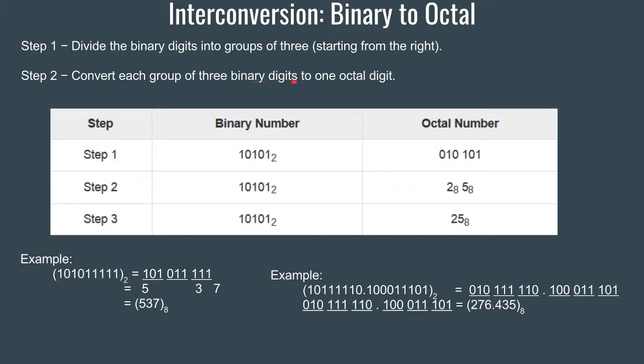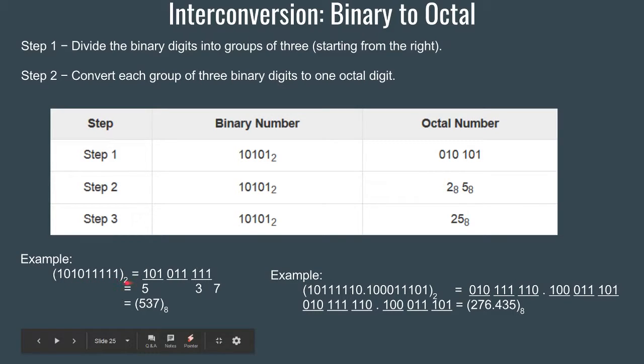Convert each group of 3 binary digits to one octal digit. Now that we have groups of 3, we will convert this particular group into its equivalent octal and this group into its equivalent octal. So 010 is essentially 2 in the octal number system and 101 turns out to be 5. Now we just combine these individual numbers to get the entire octal number. So we get 25 base 8. Let's take a look at another example. Over here we have 1010111111.